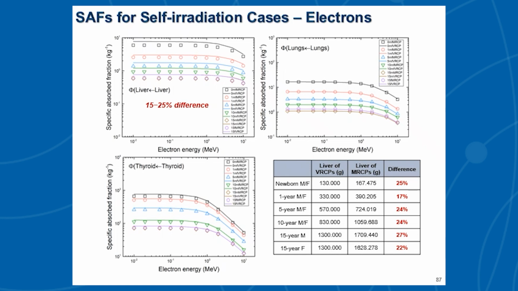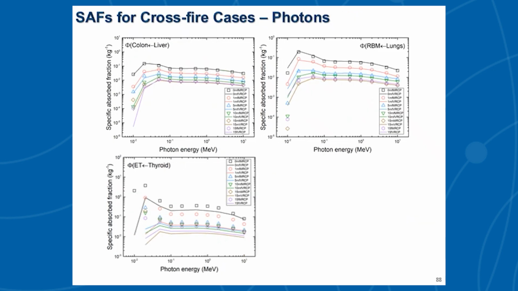This slide shows the photon SAF for crossfire cases where the source and target organs are different. Compared to the previous cases, we observed much larger differences at low energies. These differences are mainly due to several improvements in the mesh phantoms, such as inclusion of blood content and anatomical modifications of certain organs, which change the distance between the organs. In addition, the inclusion of cortical bone also contributed to the differences.